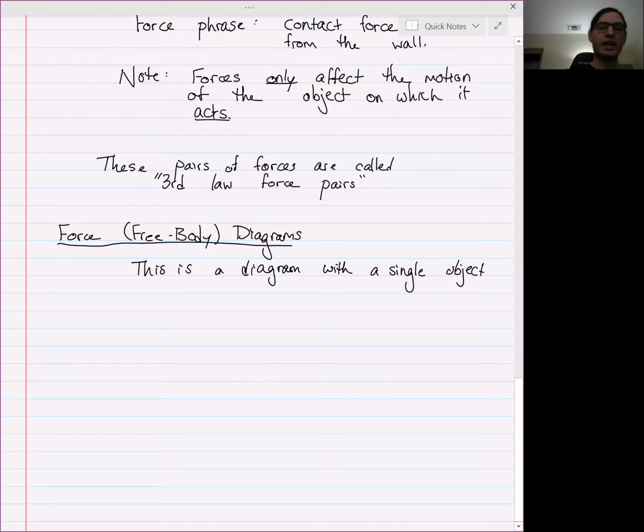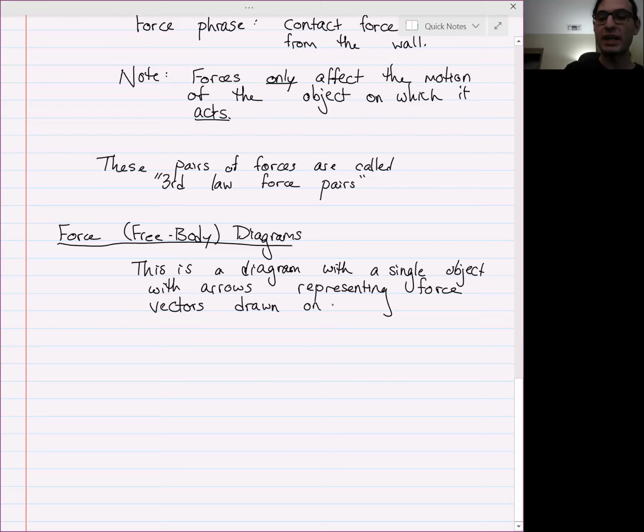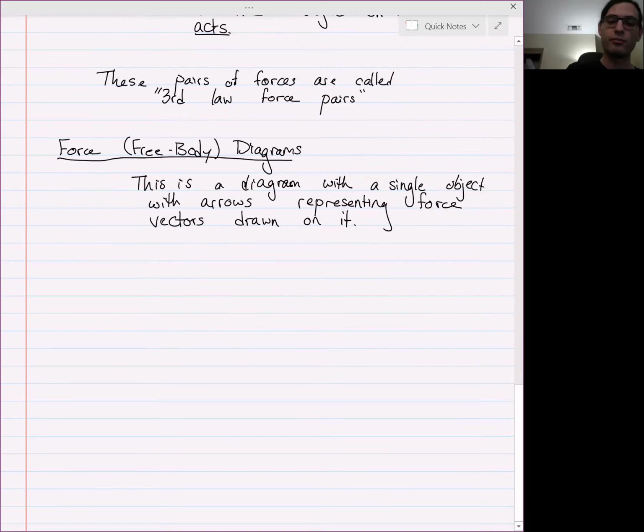With a single object with arrows representing force vectors drawn on it. So there's a set of rules, and then I'll give you an example.